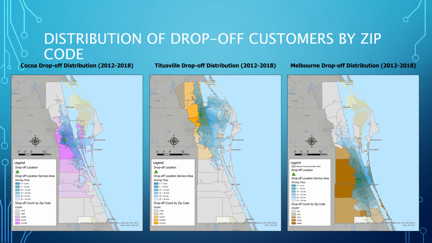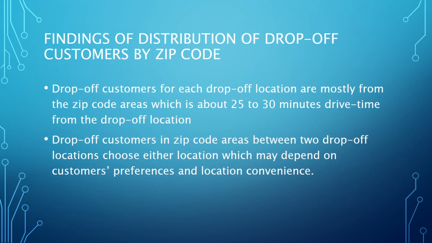People have two choices, either Titusville or Cocoa. I think this is based on people's preferences and the convenience of the drop-off. For example, if people are doing a shopping trip to the north, they may tend to go to the Titusville drop-off location for their convenience. And these are the major findings of the distribution of drop-off customers by zip code.